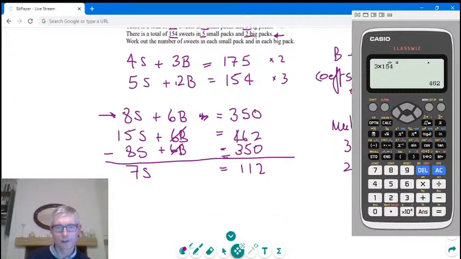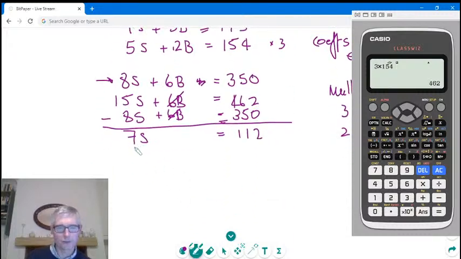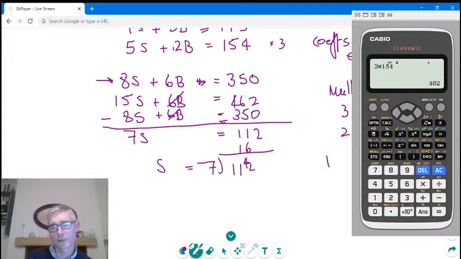The next thing I need to do is find out what S is. You can do that by dividing the 112 by 7. If we do that, 7 doesn't go into 1, but it goes into 11 once. The remainder is going to be 4, and 7 into 42 is 6. So S is equal to 6, which means we've got 16 small packs.